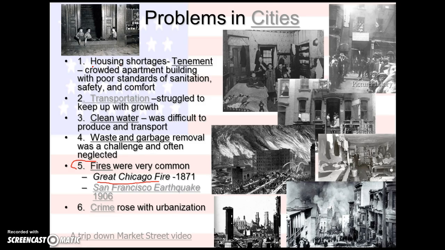And lastly, with the rise of urbanization, people coming to the urban areas, crime is going to rise because there's going to be overcrowded areas and there's going to be poverty. And we talked about on our last video how this urbanization will lead to white flight. So that is the wealthier people moving out of the cities and moving into suburbs.